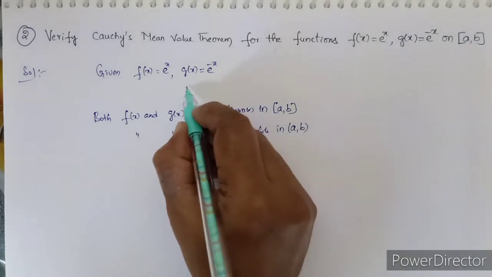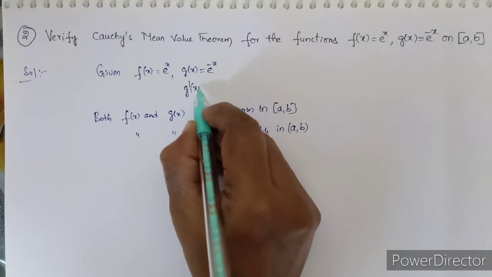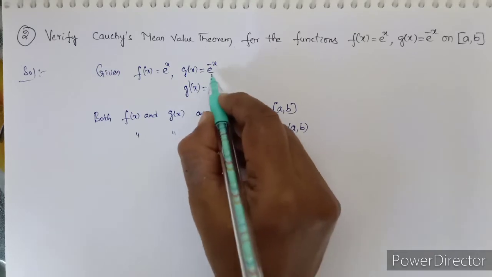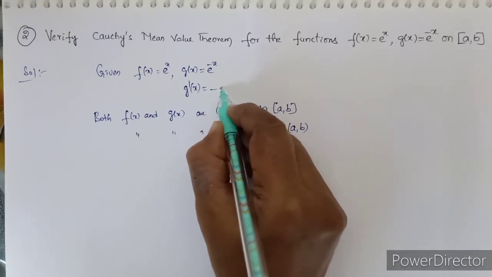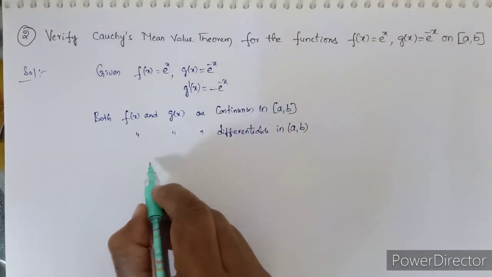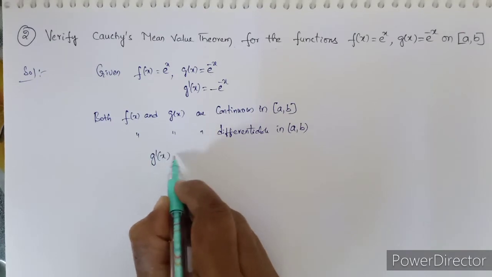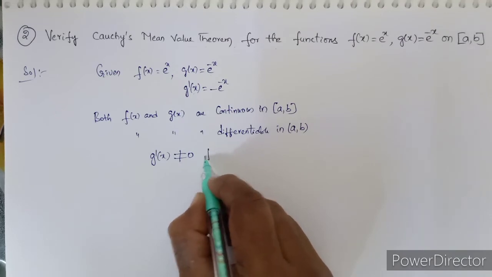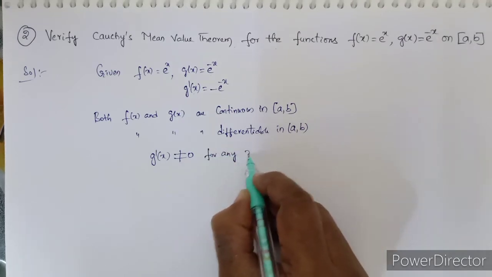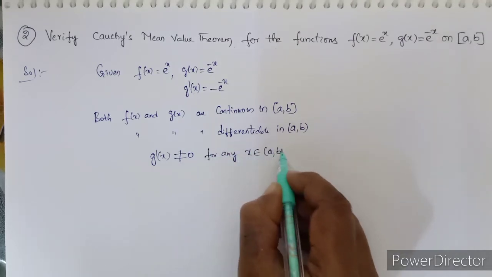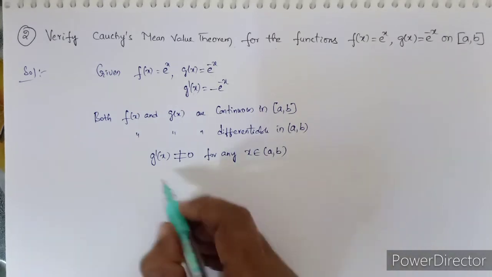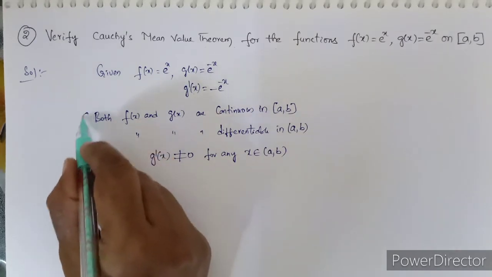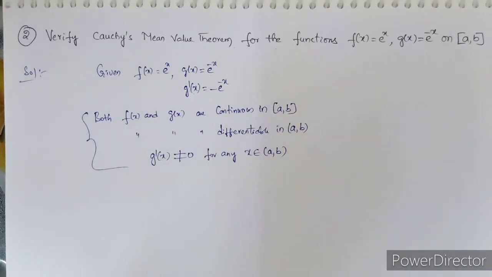One more condition, third condition, g dash x. We find on differentiating on both sides with respect to x. E power minus x derivative is minus e power minus x. Therefore, obviously this is not equal to 0. G dash x is not equal to 0 for any x belongs to the open interval a comma b. By substituting any x value in here, this will not be 0. These are the three conditions of the Cauchy mean value theorem.